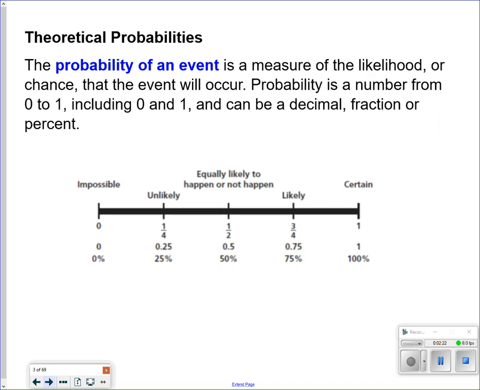Theoretical probability is the probability of an event occurring, or the likelihood, the chance that an event occurs. The probability is a number between 0 and 1. It can be written as a percent, a decimal, or a fraction. So impossible has a 0% chance. So the likelihood of me making it into the NFL has a 0% chance. Impossible. Certain is a 100% chance. So again, something that will happen for sure has a 100% chance.